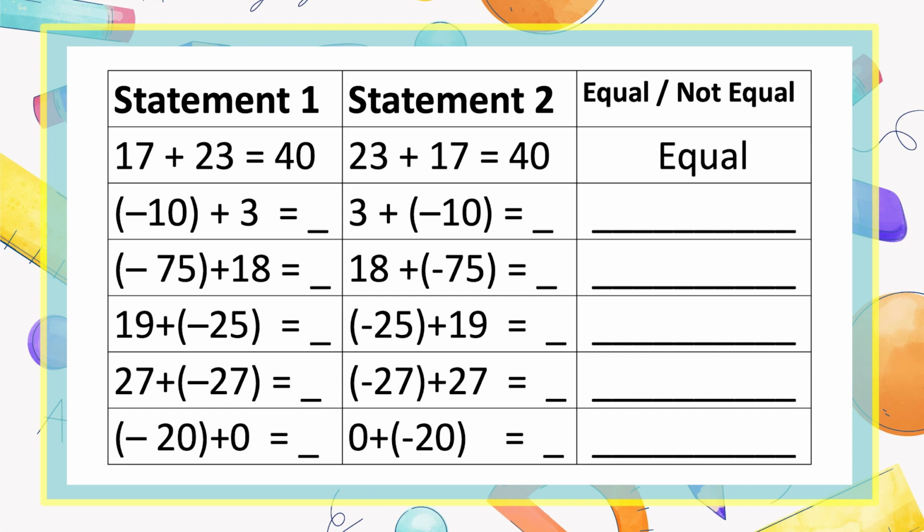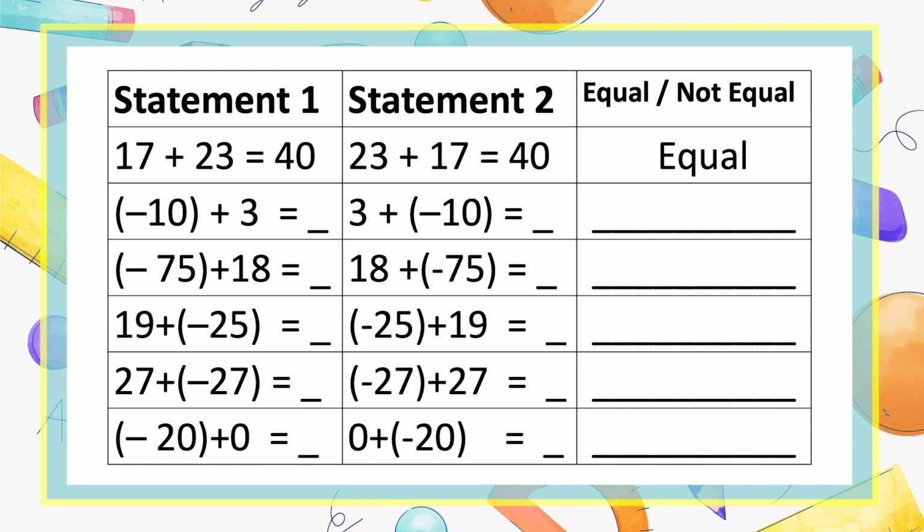Given below are two statements, statement 1 and statement 2. You have to verify whether the two statements in each case are equal or not. In the first one, statement 1 says 17 plus 23, and we all know it is 40. In statement 2, it says 23 plus 17, that is also 40. So, both statement 1 and statement 2 are equal.